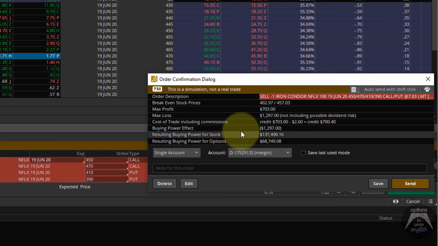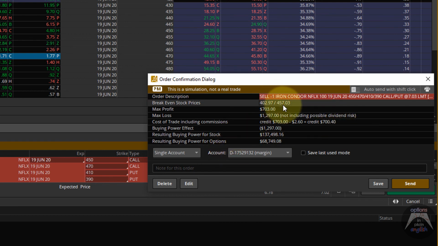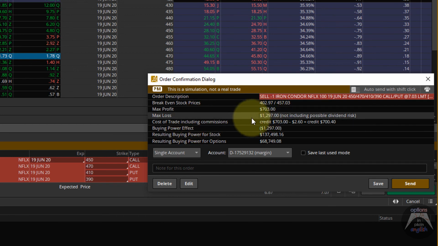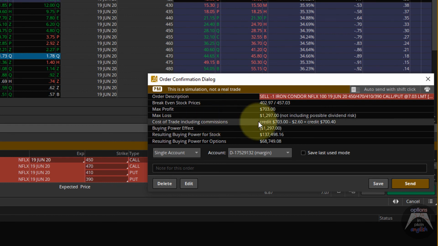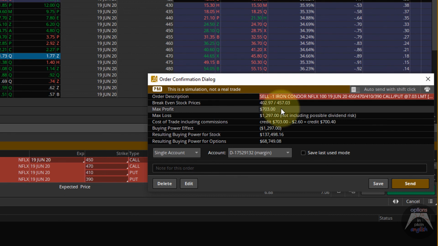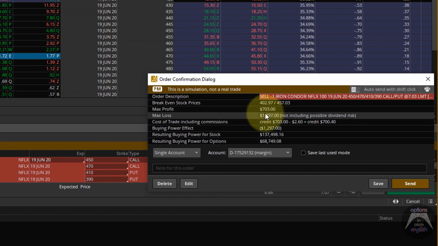Now my break-evens are going to be 402.97 and 457.03. So the break-evens are closer to the at-the-money because I got less credit. The credit is 703, so $703 is the max profit. But the max loss in this case is not unlimited. It's only $2,000 minus the amount that I received as credit, so $703.